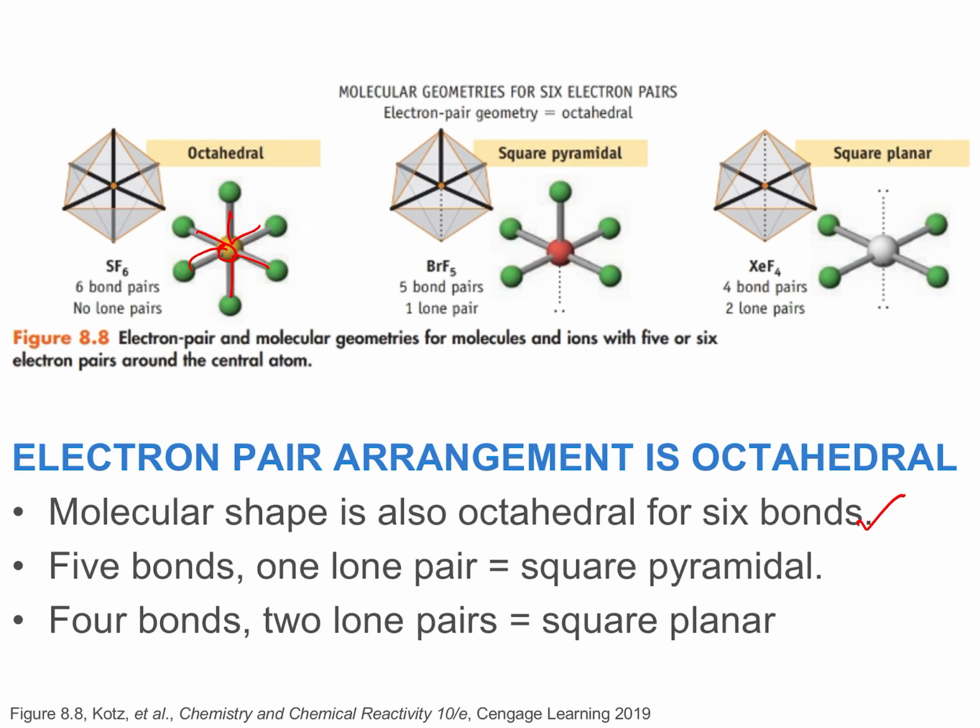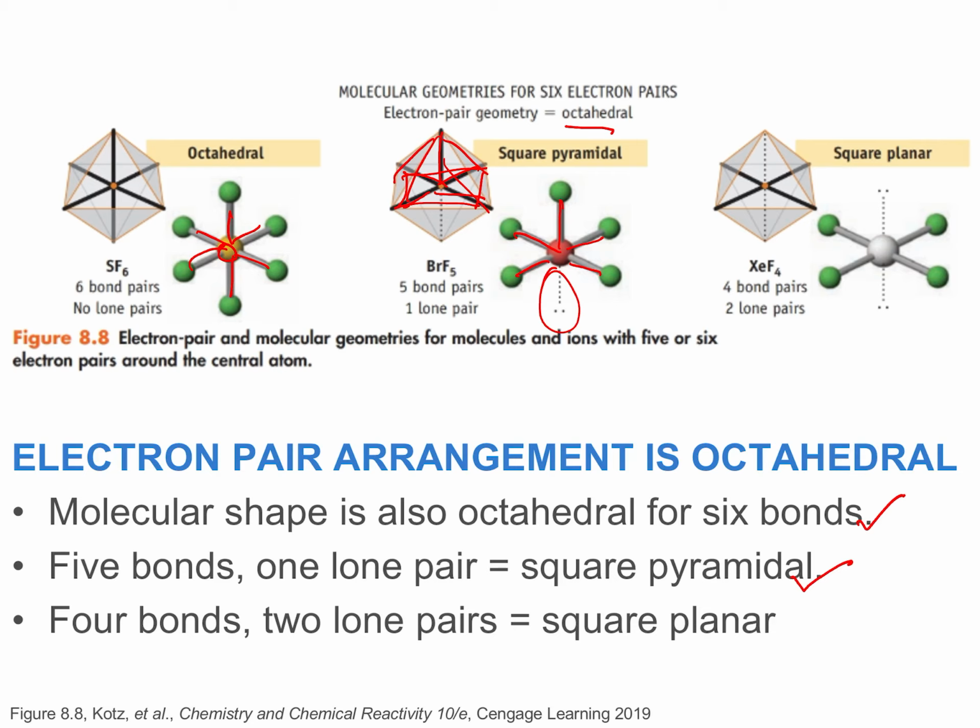What if we have BrF5? We have 1, 2, 3, 4, 5, 6, so we classify its electron geometry as octahedral. But if we just look at the atoms, we have 5 bonds and 1 lone pair, so we get a square pyramid. We can look over here: we have a pyramid, with 1, 2, 3, 4 forming the base as a square, and then that's our pyramid. So BrF5 has a square pyramidal molecular shape.